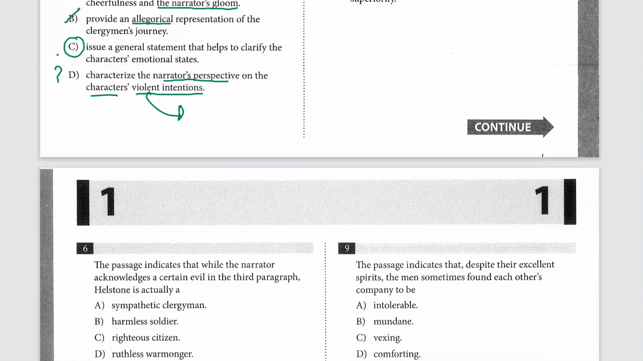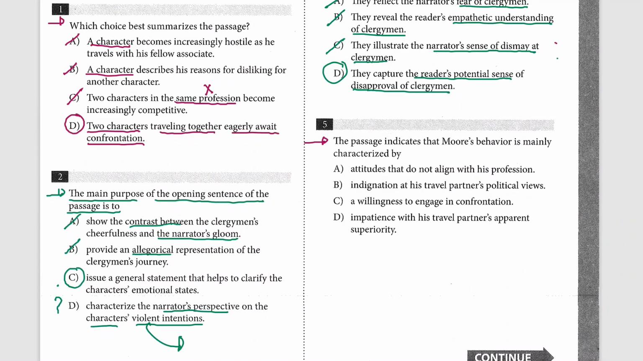You are looking for another question, my dear? No, there is no evidence based. So what do you think, from what we have read, which do you go for? Moore's behavior is characterized by what? Attitudes that do not align with his profession, and then indignation. Write next to the word indignation: anger, at his travel partner's political views. There was anger, but I am talking about in general how can you describe his behavior.